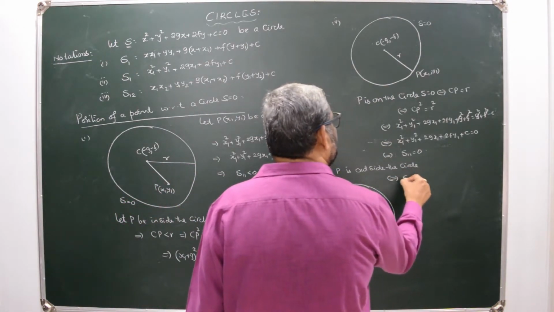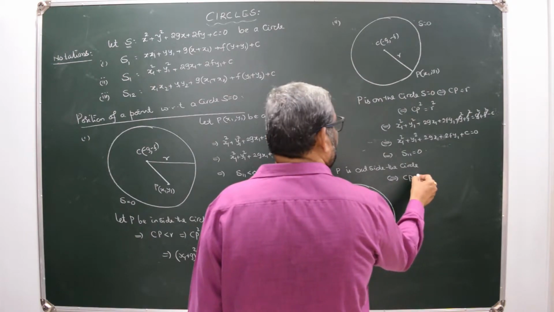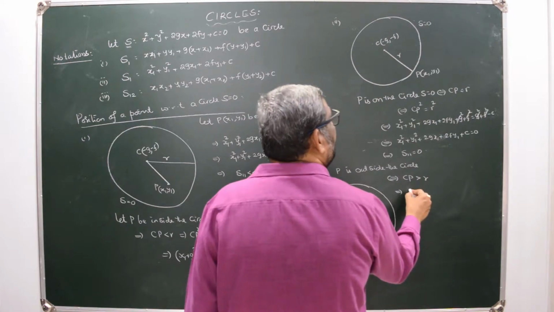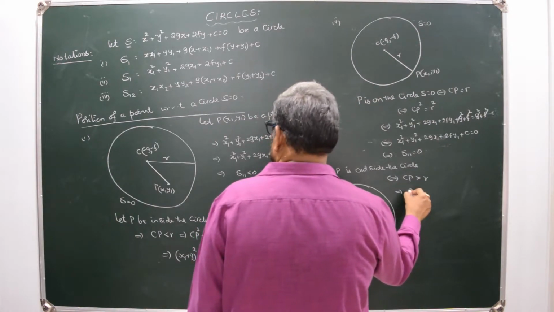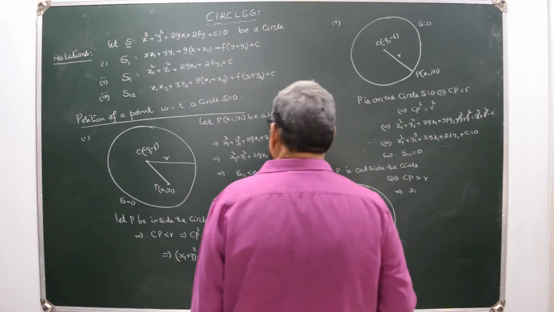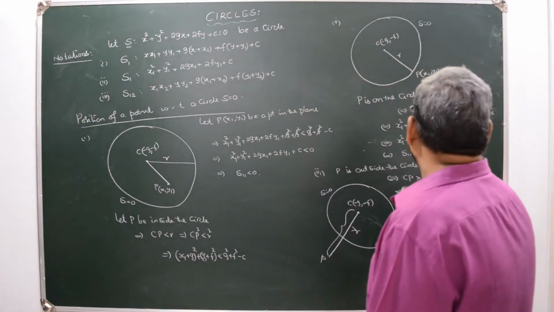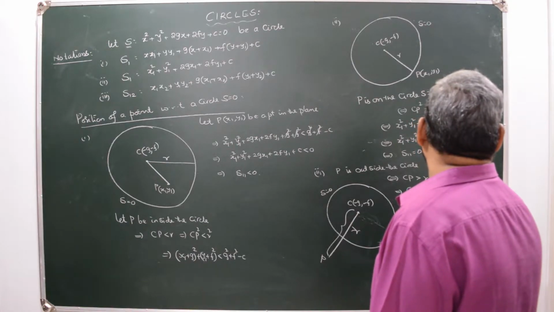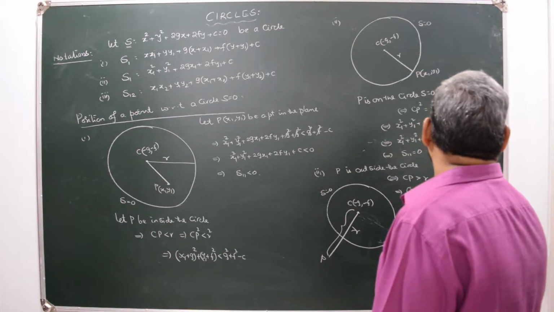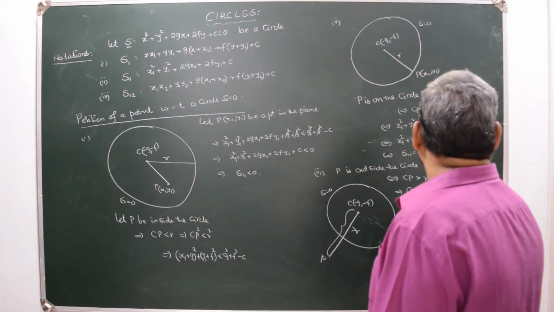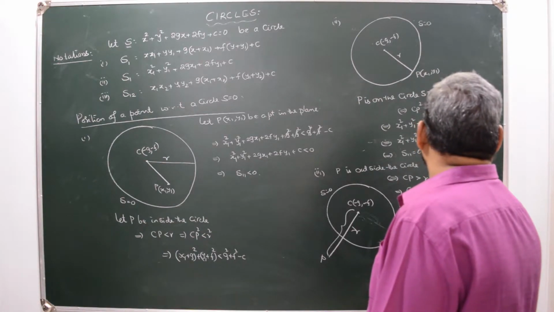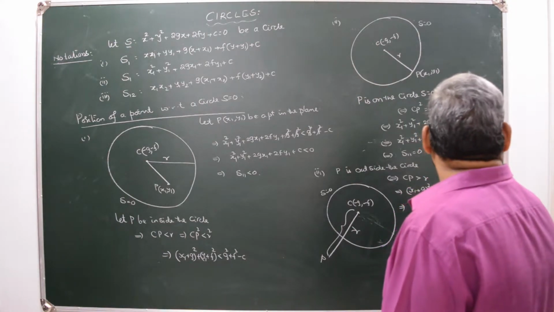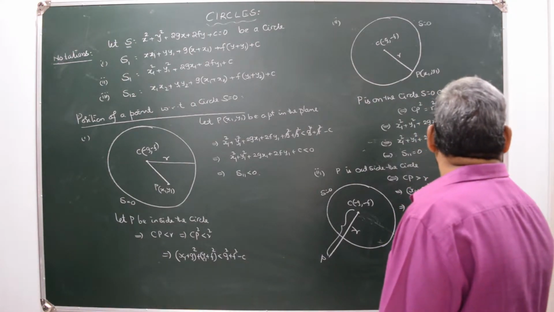This is equivalent to CP greater than r, which is equivalent to (x1 plus g) whole square plus (y1 plus f) whole square greater than r. So it implies x1 square plus y1 square... CP square is greater than r square, where r square is g square plus f square minus c.